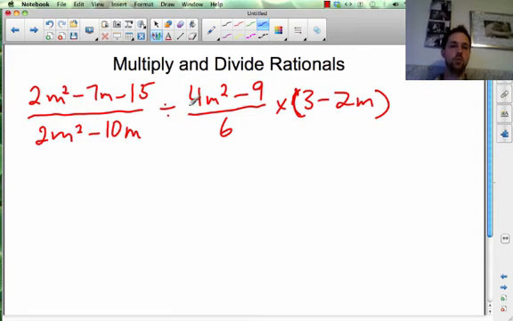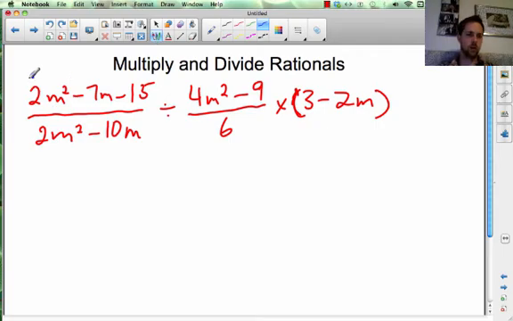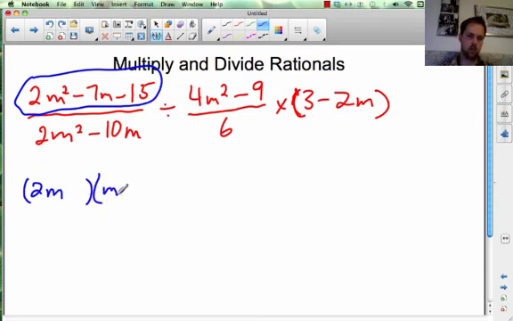Okay, sometimes we might have to do both multiplying and dividing in the same problem. Do it in order from left to right, so if you find you have to divide by this, flip it and multiply, and then do this multiplication last. So let's start by factoring our numerator here, and this will be 2m and m in this set of brackets, two numbers that multiply to give you negative 15, but when multiplied by 2 will add up to negative 7.